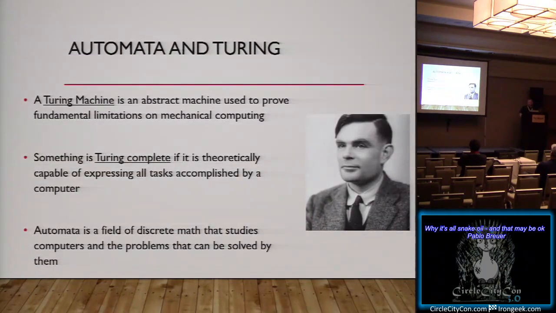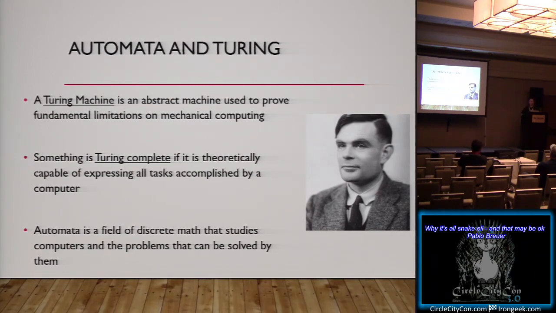So, Automata. There's this guy, good-looking guy here. His name's Alan Turing. You may have heard of him. He was recently in a very bad movie. He is the father of modern computation. And because of that, when we develop these mathematical models that describe every computer you've ever used, they're called Turing machines. It's just an abstract machine used to prove the fundamental limitations of computers.